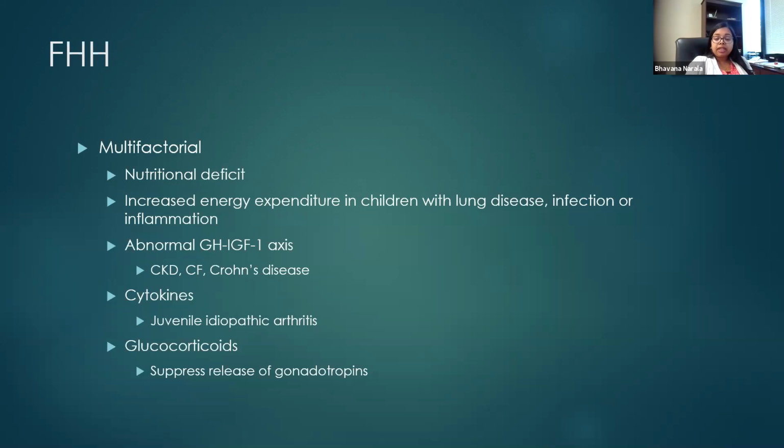Cystic fibrosis, and Crohn's disease. They could have increased cytokines, such as in JIA. And frequently, what do we see? A lot of these kids with Crohn's disease or even JRA, they are on glucocorticoids, which suppress release of gonadotropins. So frequently we see them with delayed puberty as well.